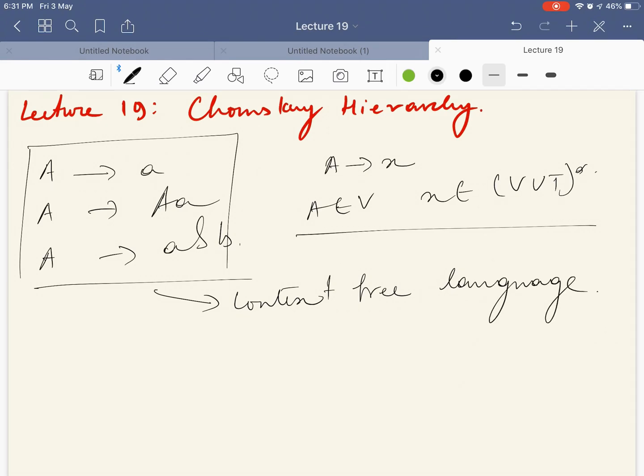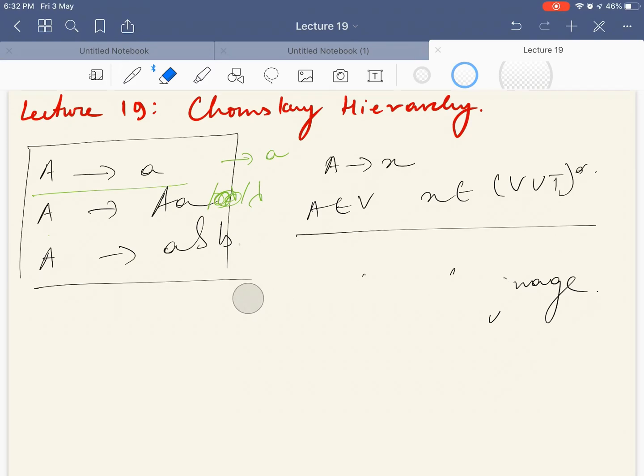Now out of these context free languages, if we can construct a regular expression for the language, then that language is called context free as well as regular. Suppose I consider the example A to aA. From this I can construct the regular expression, but A to aA alone is an incomplete expression. I have to stop this A, so I give A to lambda as well. If I consider this one, what should be the complete language?